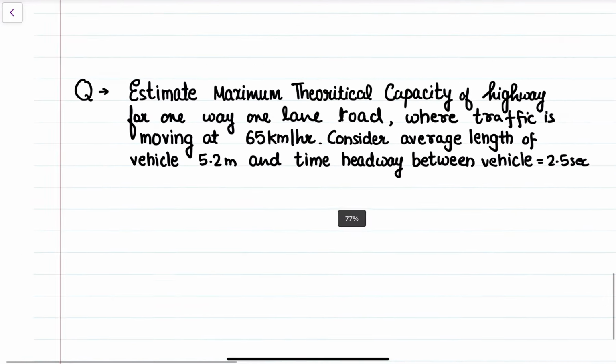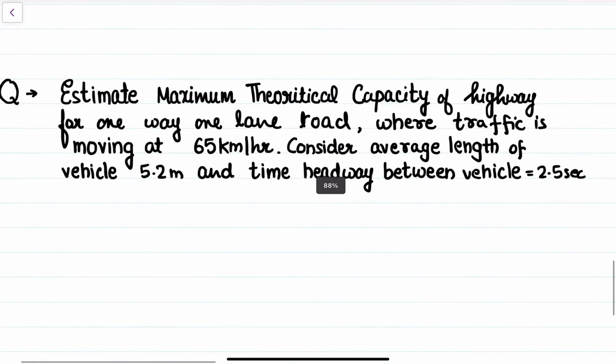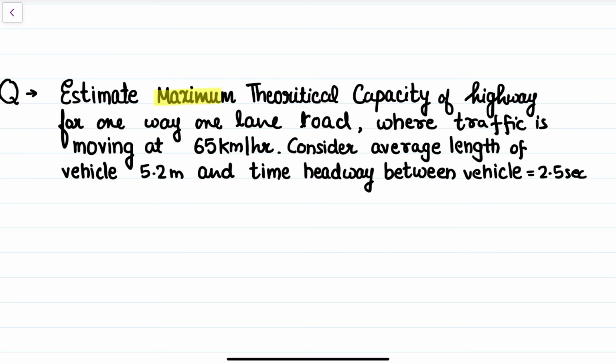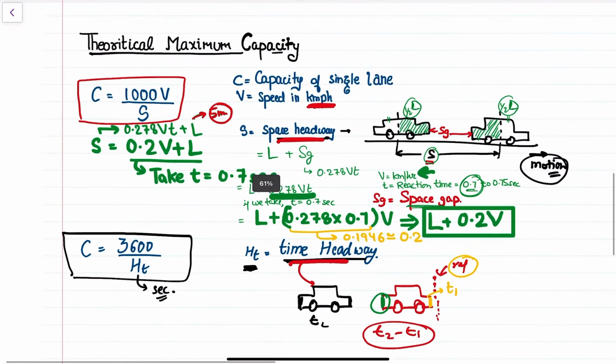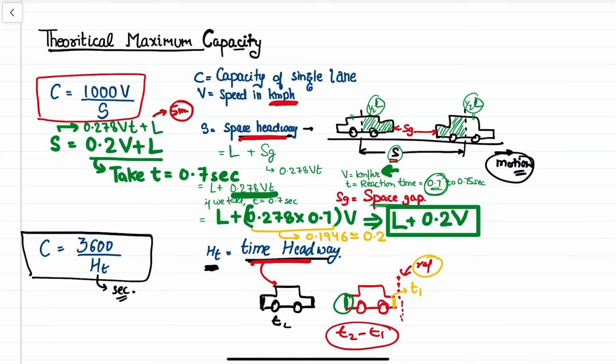Let's quickly do one numerical on that. The question says we have to find the maximum theoretical capacity of a one-lane highway where traffic is moving at a speed of 55 km per hour. The average length of vehicle is 5.2 meters and time headway is 2.5 seconds. Write down the question, pause the video, write down the details, and you have already noted down the formula. Solve it by yourself, and then we'll move ahead and solve it together.